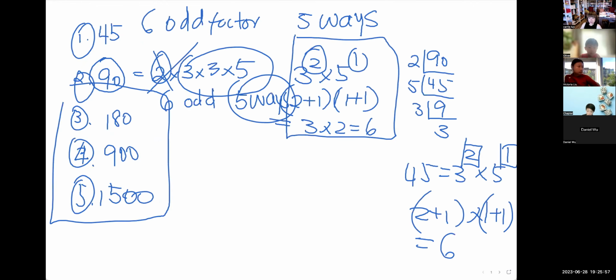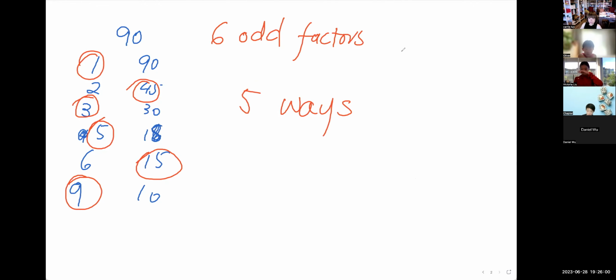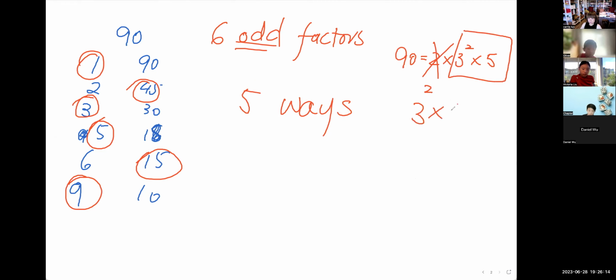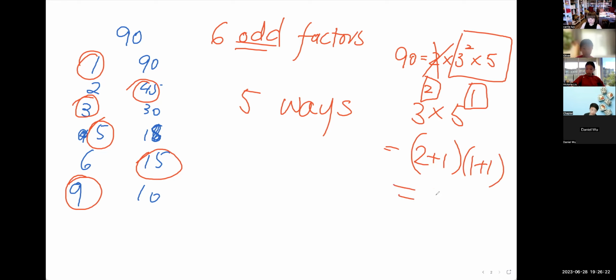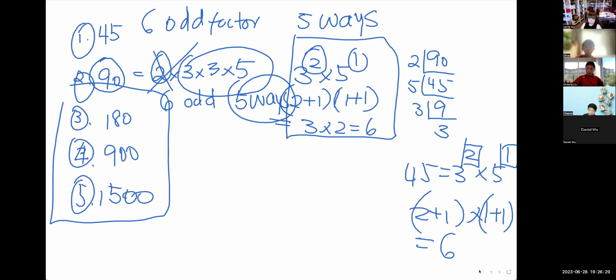Okay, but how do we find out 6 without listing all of them? I can just make 90 equals 2 times 3 squared times 5. Okay, in order to find the odd factors, we need to take away the factor that is going to make it even. So we have this one, right? So 3 squared times 5, 1. So how many factors are there? Take a look, okay? So 2 plus 1 times 1 plus 1 equals 6. So that's exactly 6 odd factors. Understand, everybody? Okay, so let's do 18, 180, and 900, and 1,500.